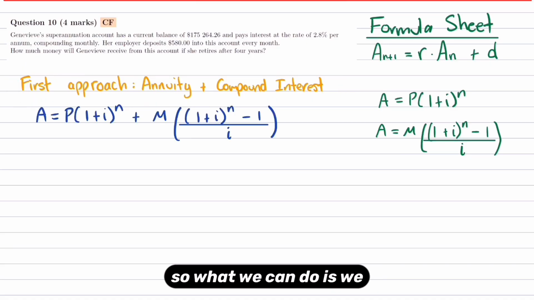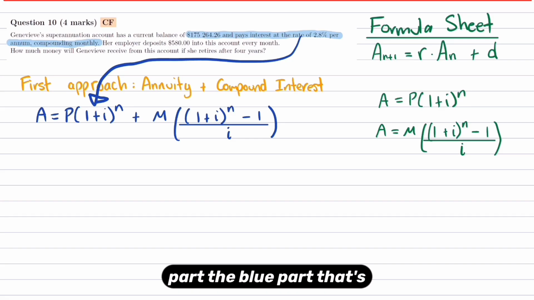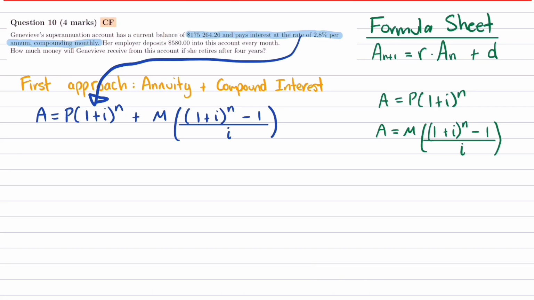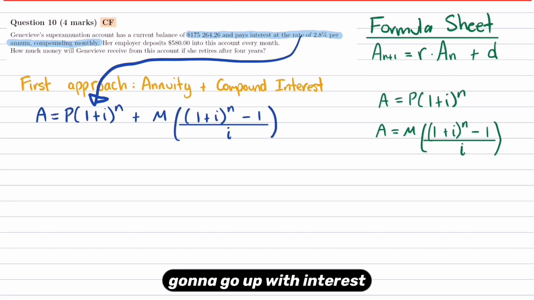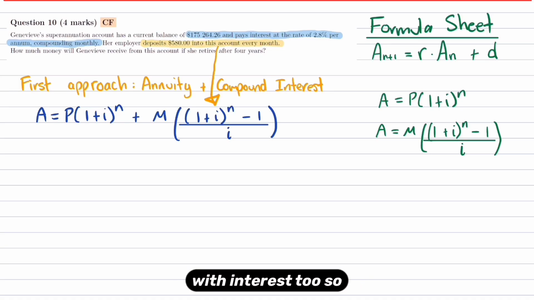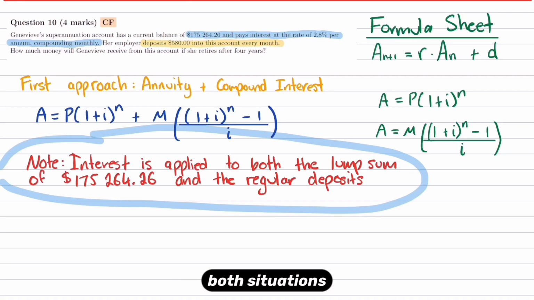So what we can do is we can essentially set up this question by combining the compound interest formula and the annuities with regular deposits formula. So there are situations where we can combine two formulas. So the first part, the blue part, that's going to link to the compound interest formula, because that big lump sum of 175,000, that's still going to be impacted by interest. So that's going to go up with interest. And then all of the deposited amounts are also going to be going up with interest too. So interest is applied to both situations.